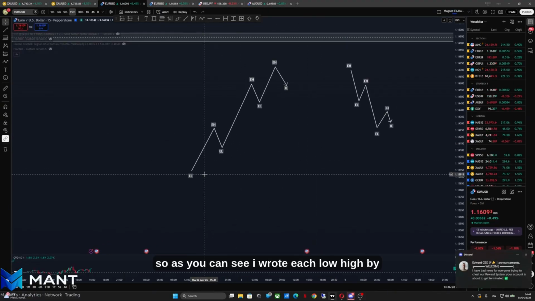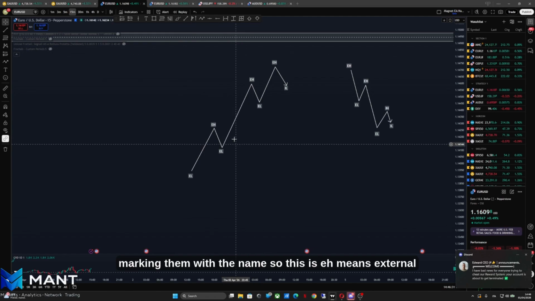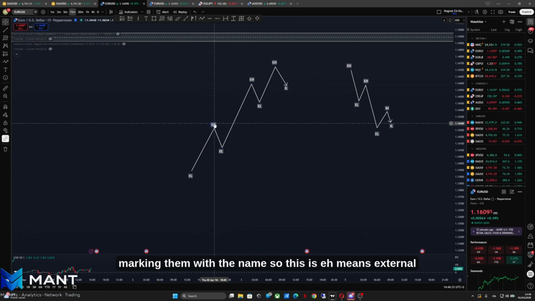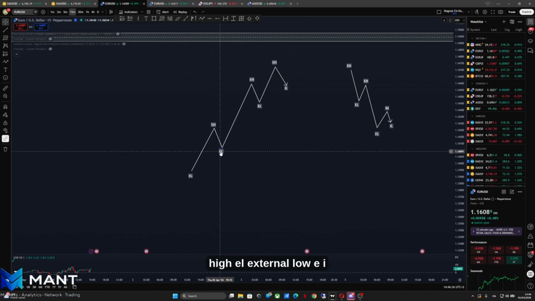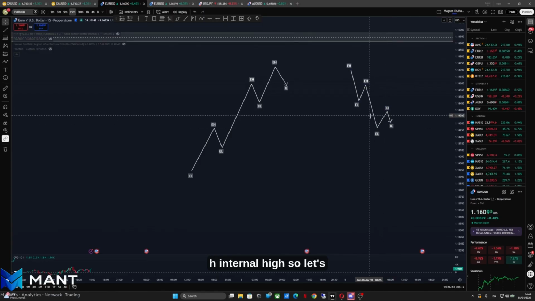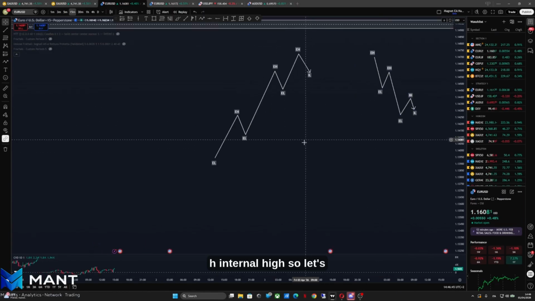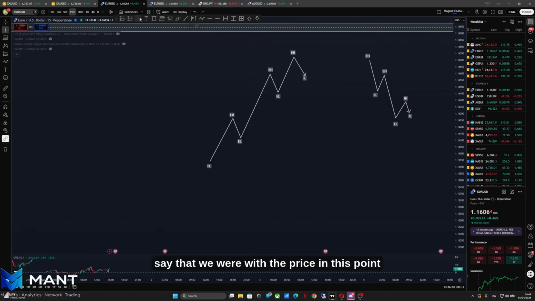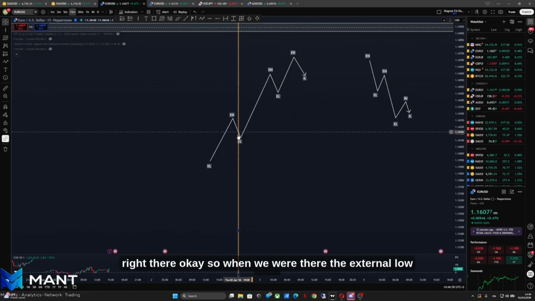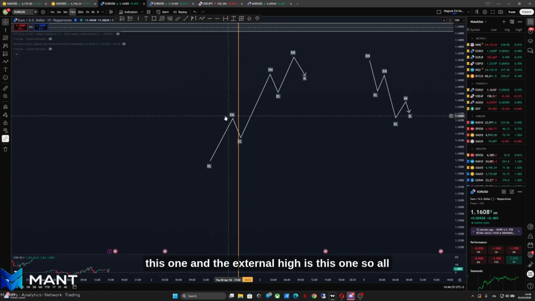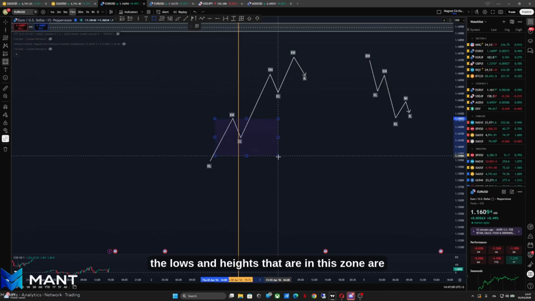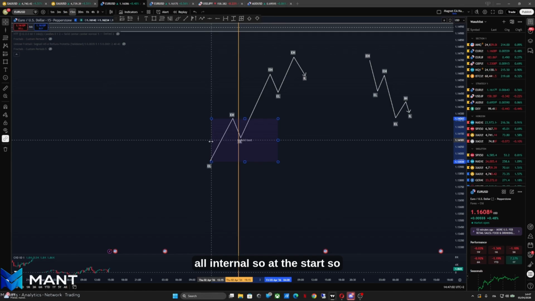As you can see, I marked each high and low with its name. EH means external high, EL external low, IL internal low, and IH internal high. So let's say that we were with the price at this point right there. When we were there, the external low was this one and the external high is this one. So all the lows and highs that are in this zone are all internal.